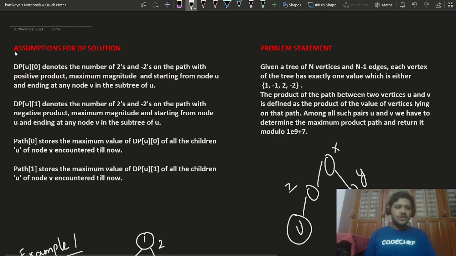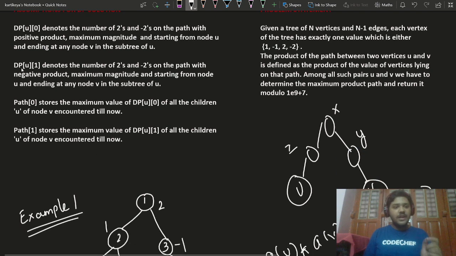So here are some assumptions for the DP solution. DP[u][0] denotes the number of 2's and -2's on the path with positive product and maximum magnitude, that is, starting from the node u and ending at any node v which lies in the subtree of u. And in the same way DP[u][1] denotes the number of 2's and -2's on the path with negative product and maximum magnitude, starting from node u and ending at any node v in the subtree of u.